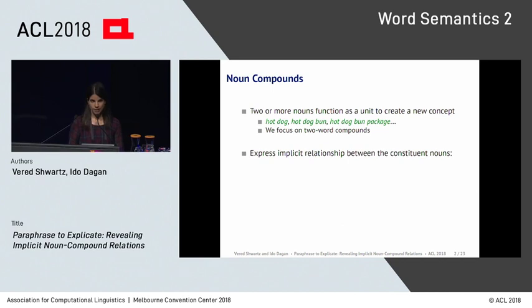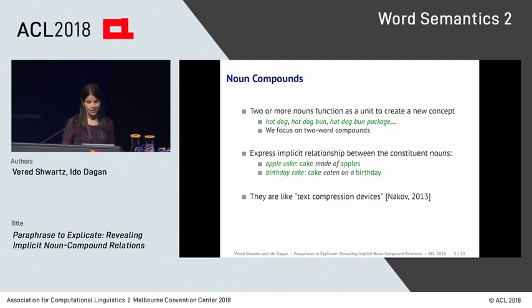Noun compounds express an implicit semantic relation between the constituent nouns. For example, an apple cake is a cake made of apples, while a birthday cake is a cake eaten on a birthday. So these have the same head, different modifiers and different semantic relations.